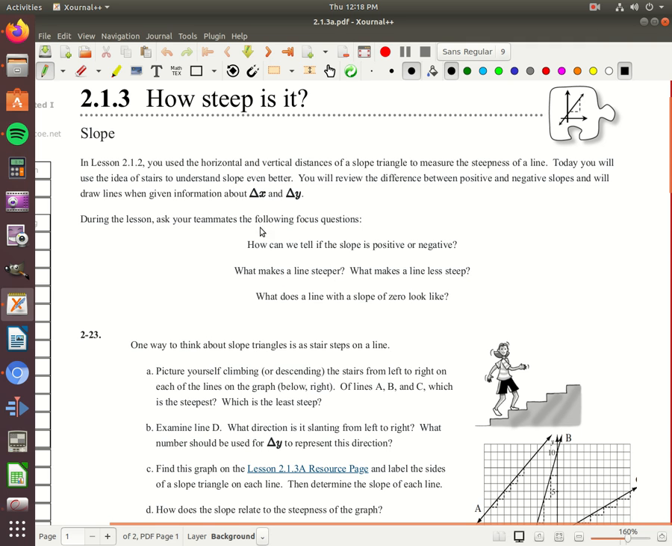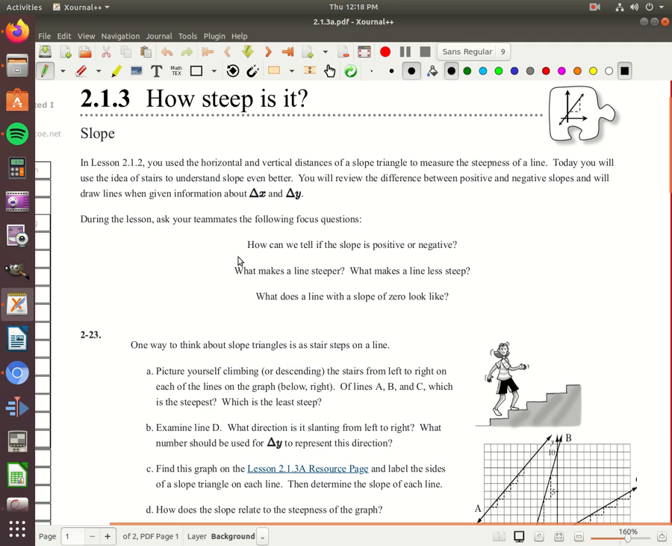We're going to explore more about slope. In lesson 212, use the horizontal and vertical distances of a slope triangle to measure the steepness of a line. Today, you will use the idea of stairs to understand slope even better. You will review the difference between positive and negative slopes, and will draw lines when given information about change in x and change in y, or delta x, delta y.